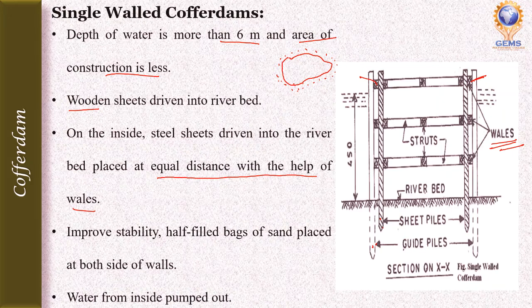To improve the stability of this type of dam, half-filled bags of sand are placed on both sides of the wall. So if you want to improve the stability more, on both sides of the wall we will have half-filled bags of sand. The water from the inside is pumped out and the construction process is undertaken. So this is the single-walled cofferdam.